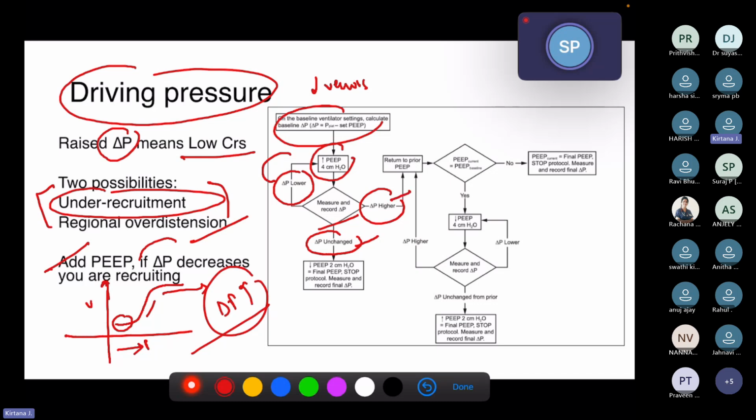You have to dial back to the lower PEEP and then try to decrease the PEEP and then see if the patient is still having an improvement in their driving pressures. So the ultimate goal is to reduce the driving pressures and to keep it less than 15.